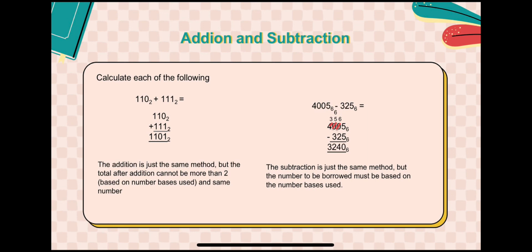The 0 borrowed from the 4 becomes 6. But the 0 on the other side also needs one, so 6 minus 1 is 5. So the 0 that we want becomes 6. 6 minus 2, we get 4. 5 minus 3, we have 2. 3 minus 0, we have 3. So the final answer is 3240 base 6. I think that's all from me.